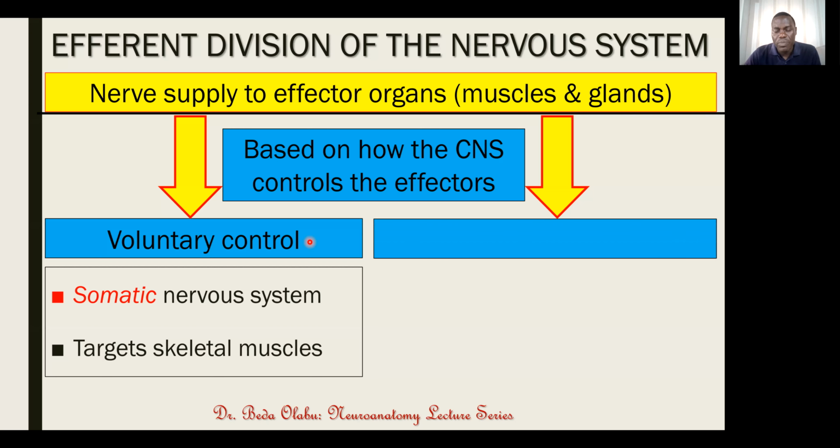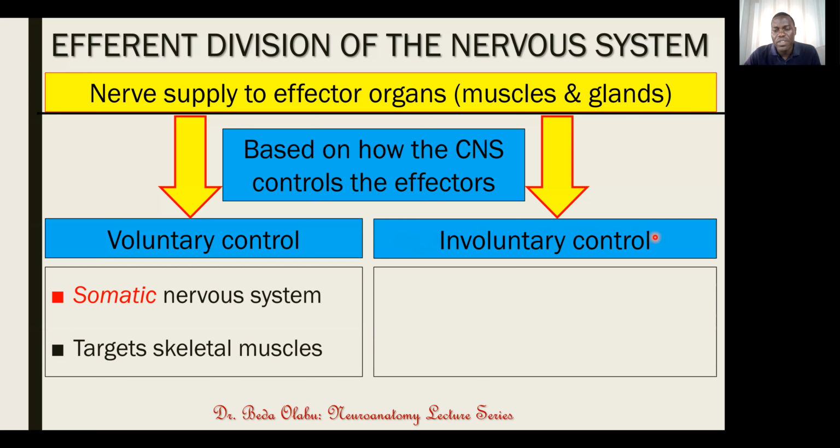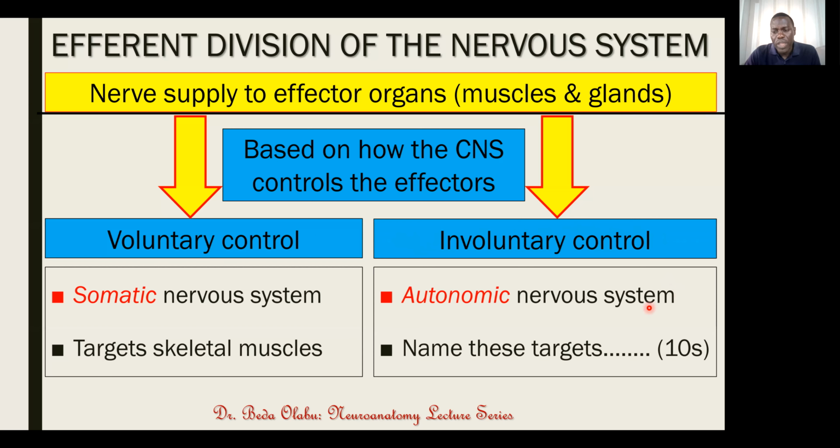Now, if the nervous system is controlling these effectors subconsciously, then we call it involuntary control. The involuntary division of the nervous system is what is otherwise known as the autonomic nervous system. When you talk of the autonomic nervous system, we are not talking about skeletal muscles. Let me give you some 10 seconds to list 3 types of targets of the autonomic nervous system. Okay, you should be having something in your mind.